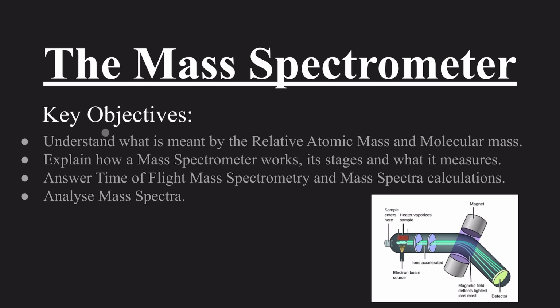So the first thing we'll look at are the key objectives for today's video. The aim is to understand what is meant by the relative atomic mass and molecular mass, explain how a mass spectrometer works, its stages and what it measures, answer time of flight mass spectrometry and mass spectra calculations, and analyze mass spectra. We'll look at all these in detail in the next slides.